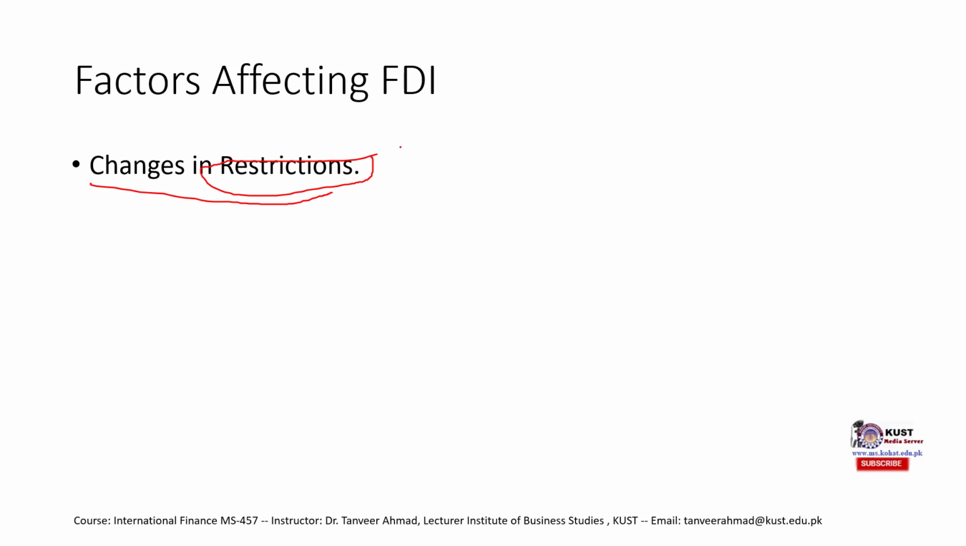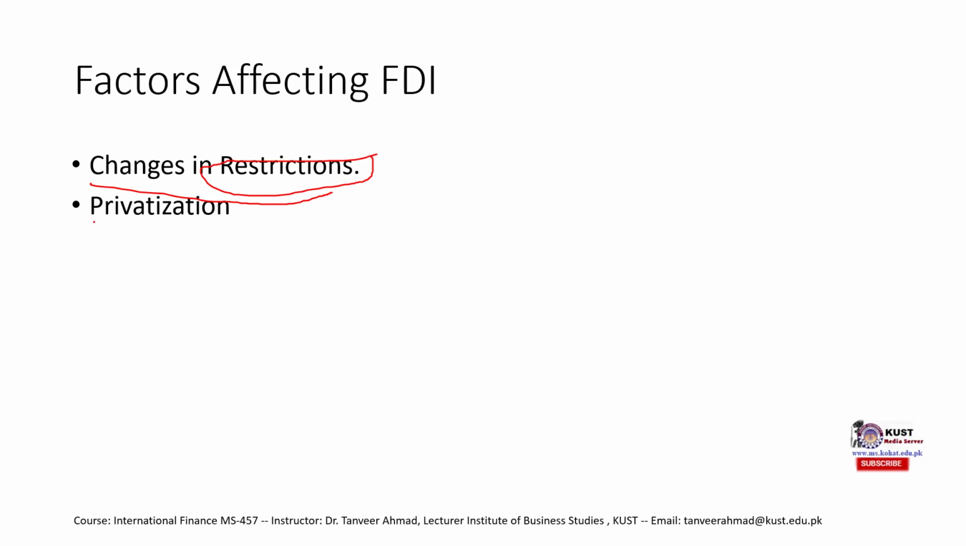Previously, the countries would have some sort of restrictions on foreign direct investment so that the foreign company would not have much control over the local assets, especially in China or in other countries. There were restrictions on FDI, and that opened. So if there are restrictions by the government on FDI, so that FDI cannot come, that would lead towards a decrease in foreign direct investment.